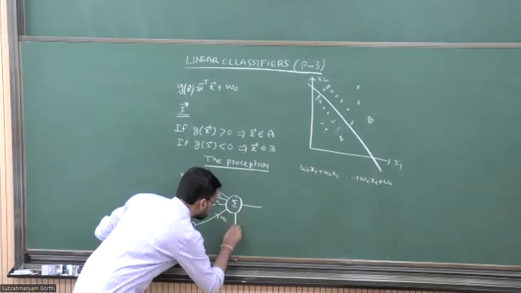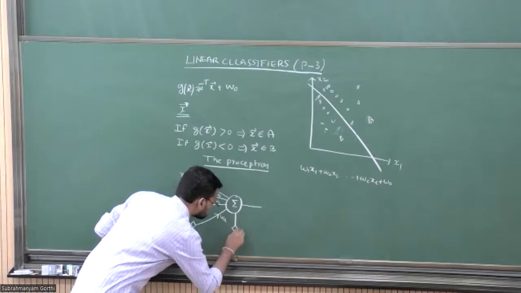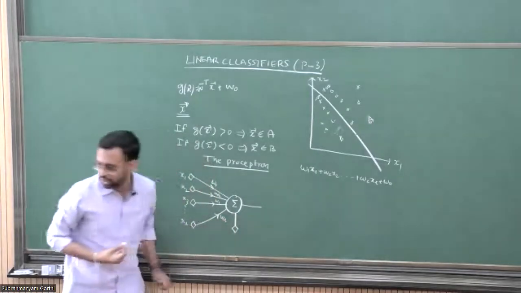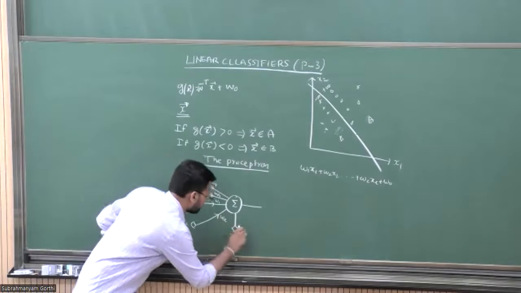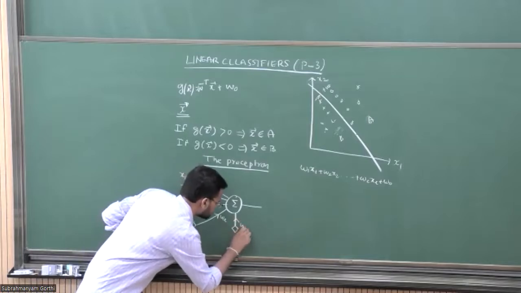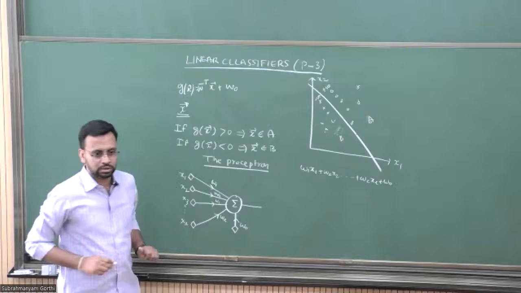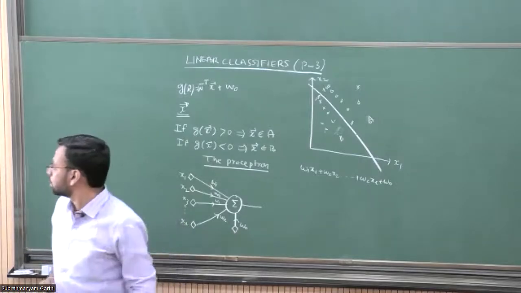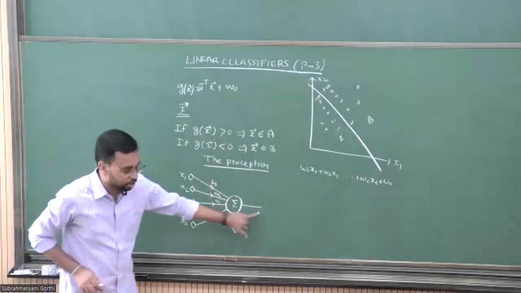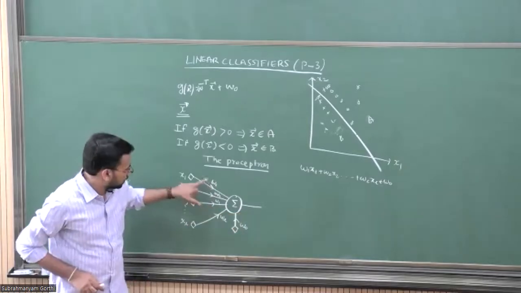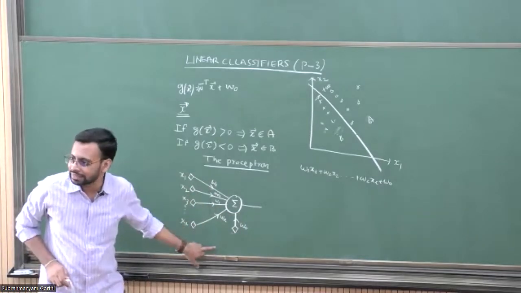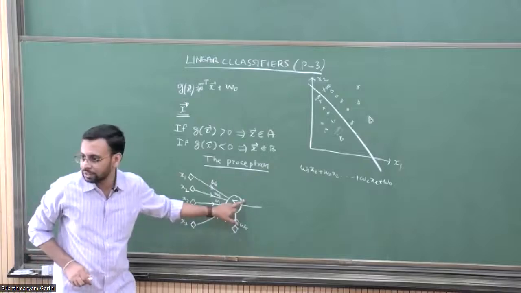That is bias. Where are they keeping it? Still, it's up to you. You could keep that here as W naught. So this you are getting now. What is the output here? W1 x1 plus W2 x2 and so on till WL xL plus W naught.